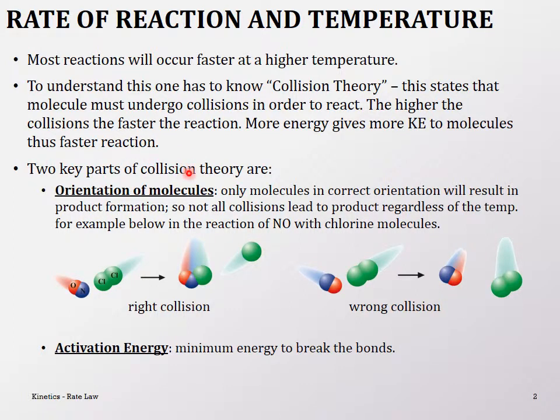There are two parts for the collision theory also. The first one is the orientation of molecules. Not only do the molecules have to collide, but they also have to collide in the correct orientation. If they're not in the right orientation, then they are not going to form the product.